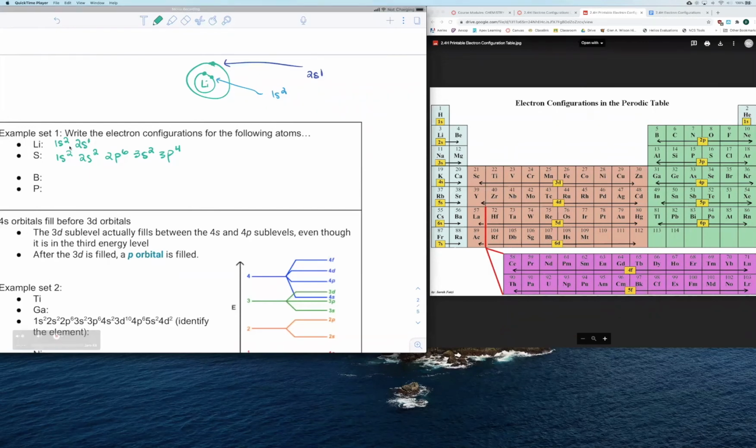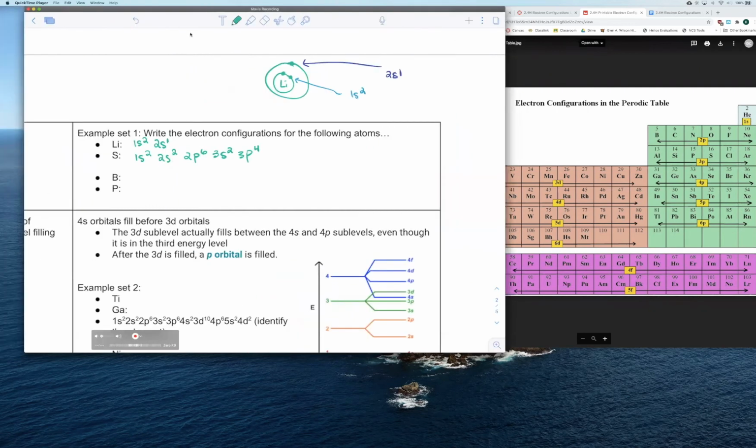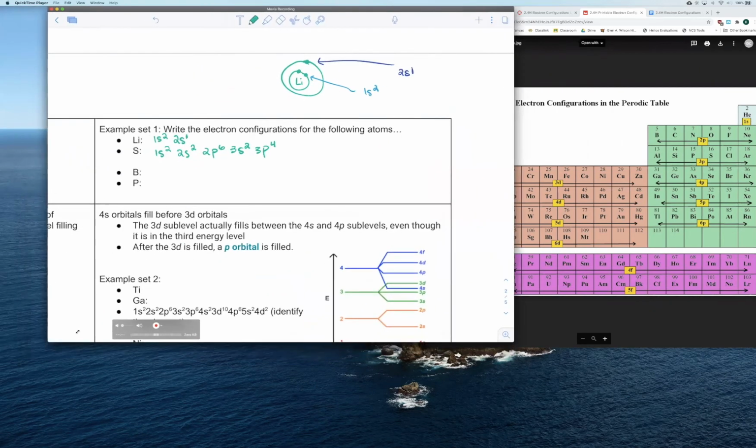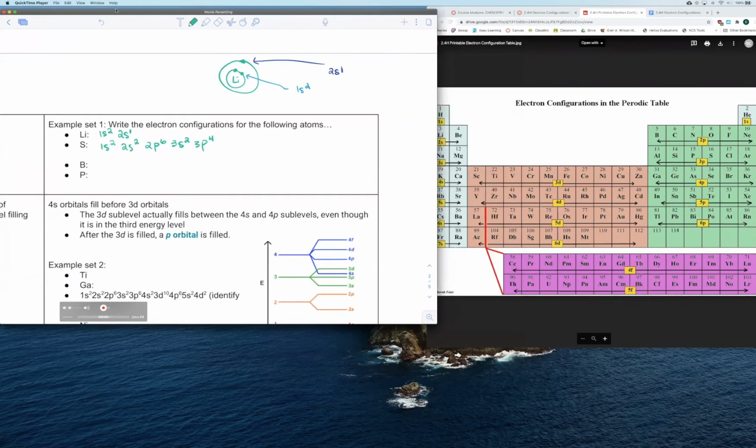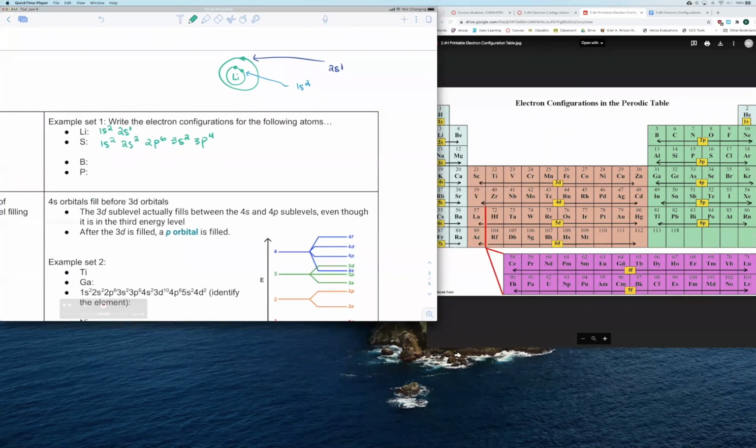So again, you could do the same thing for lithium. Lithium has 3 total electrons, so you would just do 2 plus 1, that adds up to 3 total electrons. Okay, I'm going to have you guys work on boron and phosphorus on your own, and then we'll come back together.